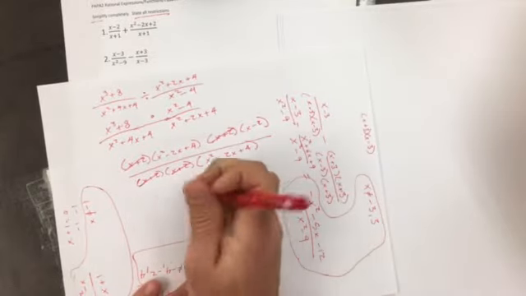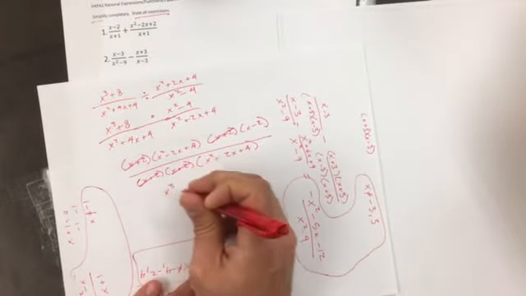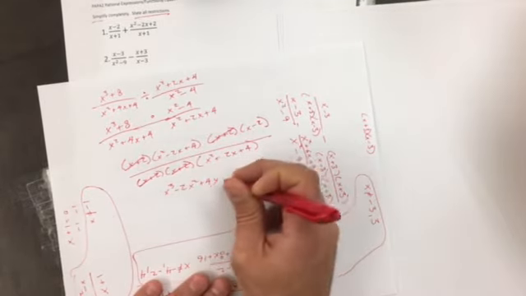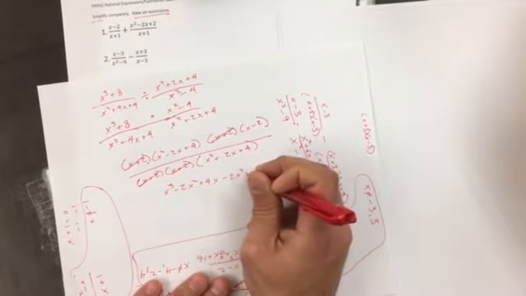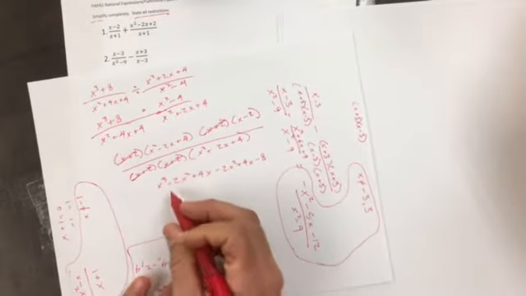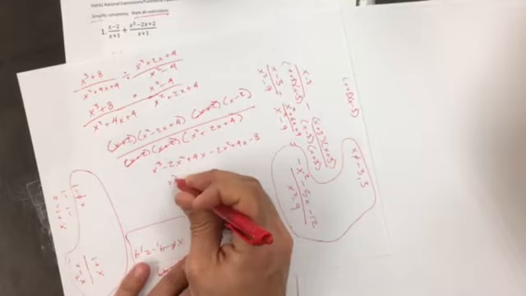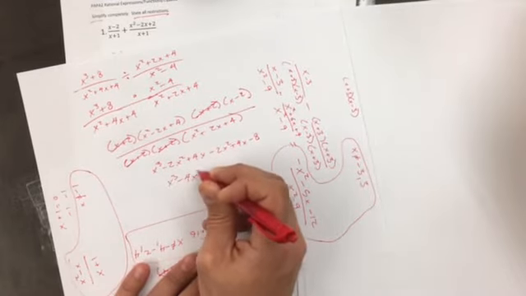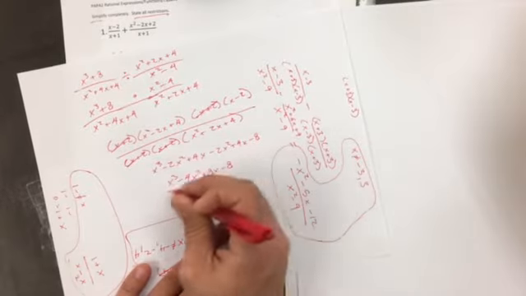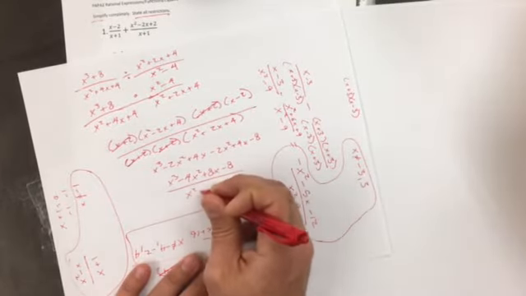I can't do anything else with these guys, so I'm going to distribute this out. It's going to give me x cubed minus 2x squared plus 4x minus 2x squared plus 4x minus 8. I'm going to combine like terms. X cubed minus 4x squared plus 8x minus 8 over, this stays the same.